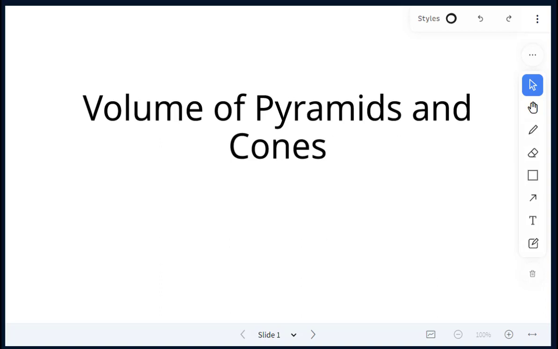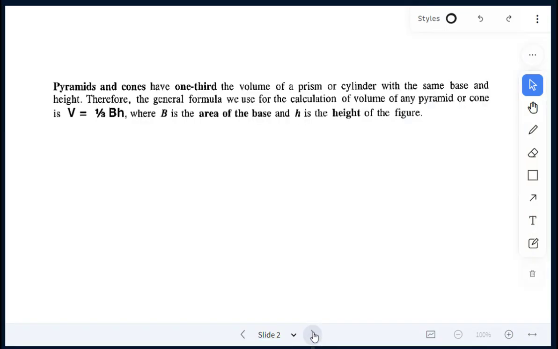Okay, so today's class we are looking at volume of pyramids and cones. So pyramids and cones, we've got them grouped together because they've got a similar formula. They have 1/3 the volume of a prism or cylinder with the same base and height. So the formula we use is 1/3 capital B times H. That capital B still stands for area of the base, and then H stands for the height of the figure.